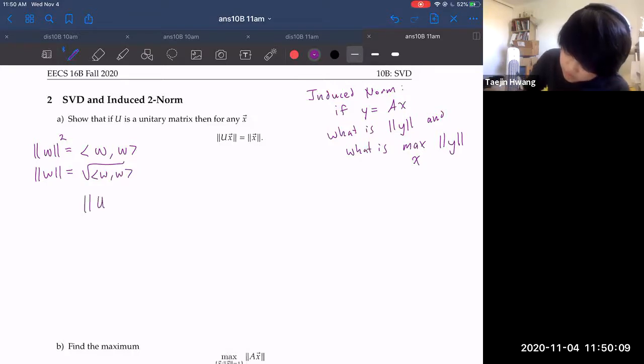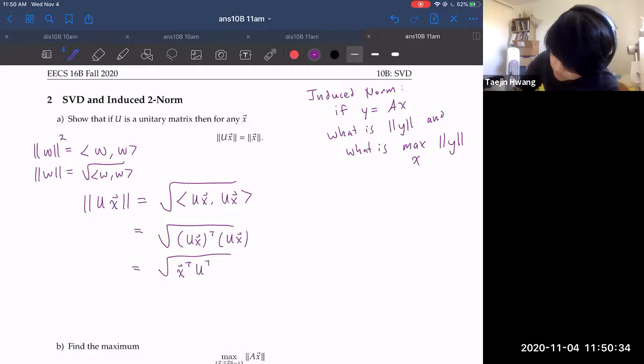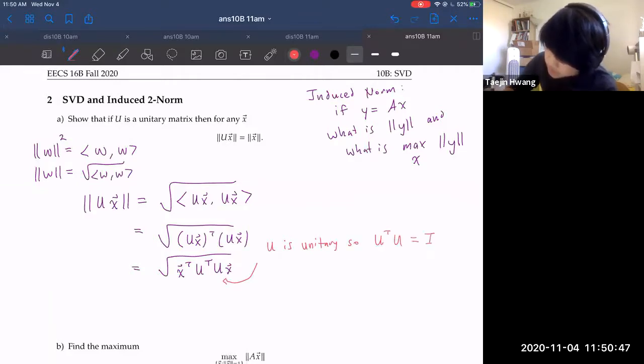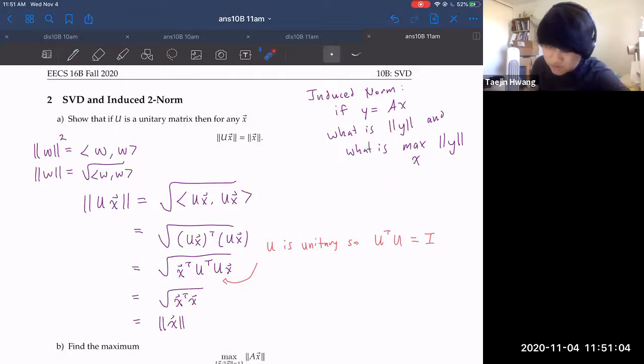So the norm of Ux is equal to the square root of the inner product of Ux with itself. If you recall the definition of an inner product, this is just (Ux) transpose Ux, which you can expand out as x transpose U transpose Ux. Here we use the fact that U is unitary, so U transpose U is equal to the identity. This tells us it is equal to the square root of x transpose x, which is just the norm of x. So we've indeed shown that a unitary matrix doesn't change the norm of a vector, because it's some sort of reflection or rotation.